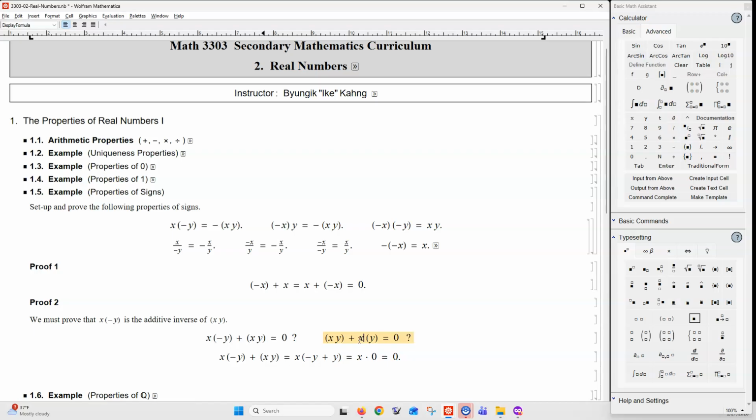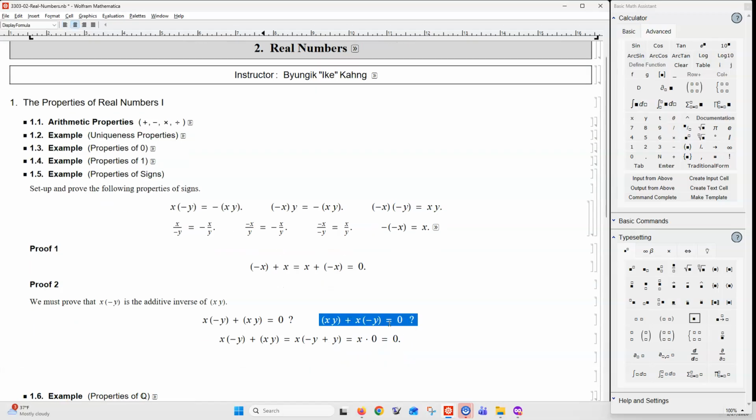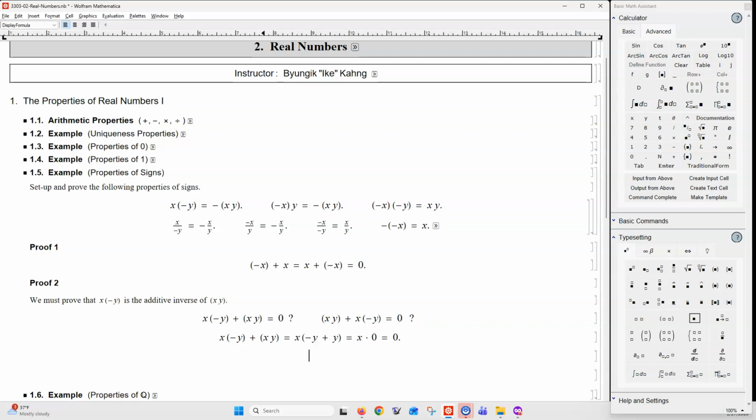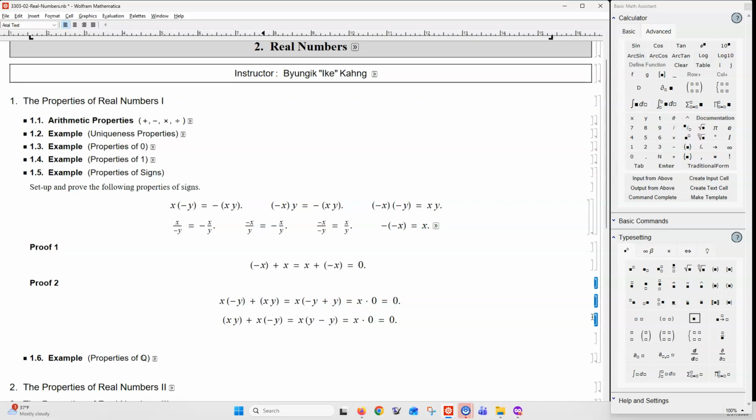Well, that should be this, excuse me, typo. That should be the same as well. Factor x out. Y plus negative y, and that's 0. So yes, they're both true. So they both add up to 0, one way or the other way. And that proves this is the additive inverse of x times y.